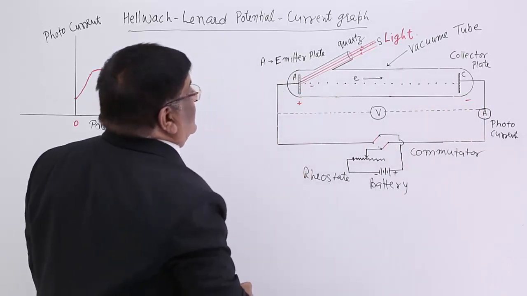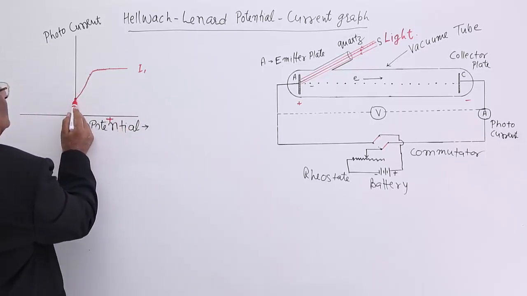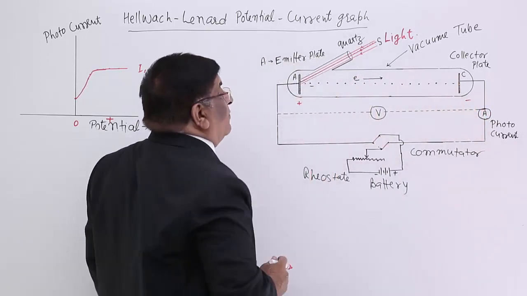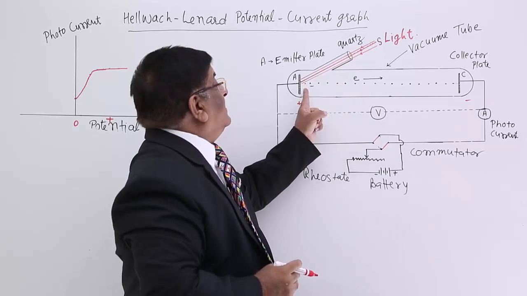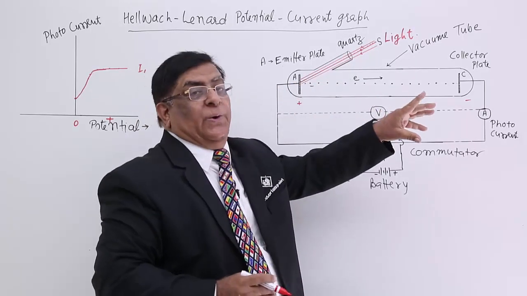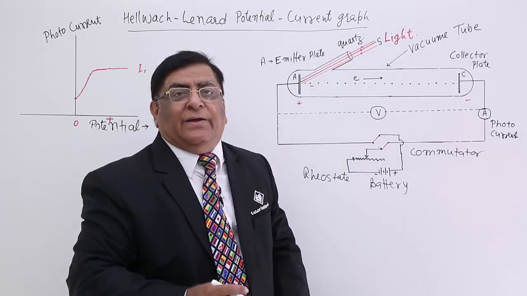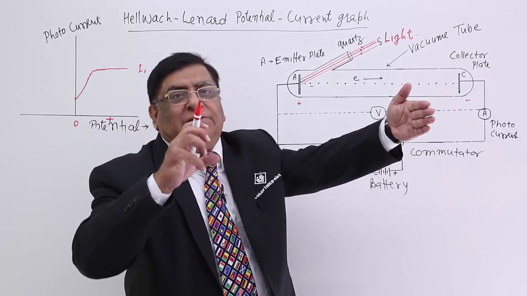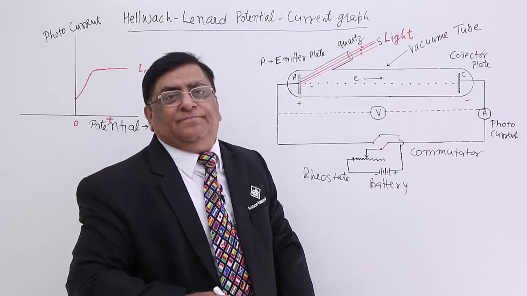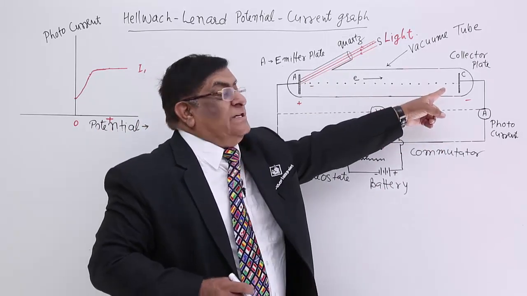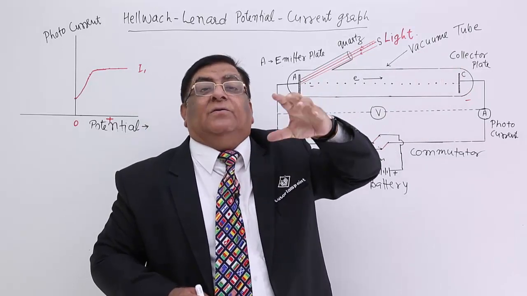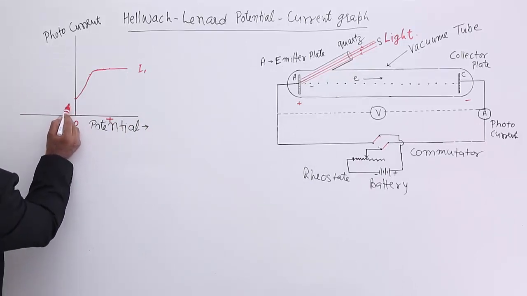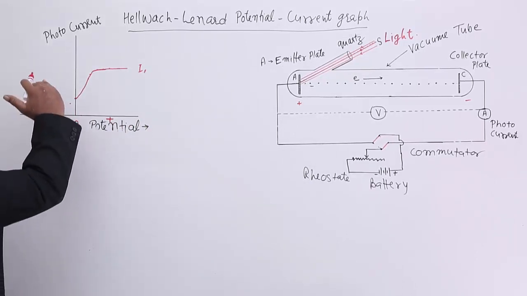What happens? Without giving any potential, there was a certain current flowing here. We have now given it a negative charge. Negative will repel the electrons. When it repels, the number of electrons reaching here decreases. Why? Those which have very small energy are repelled by this negative charge and come back, they don't move. So the electrons which reach here are only those which have more energy. So we find that if the potential is made negative, the current has decreased.